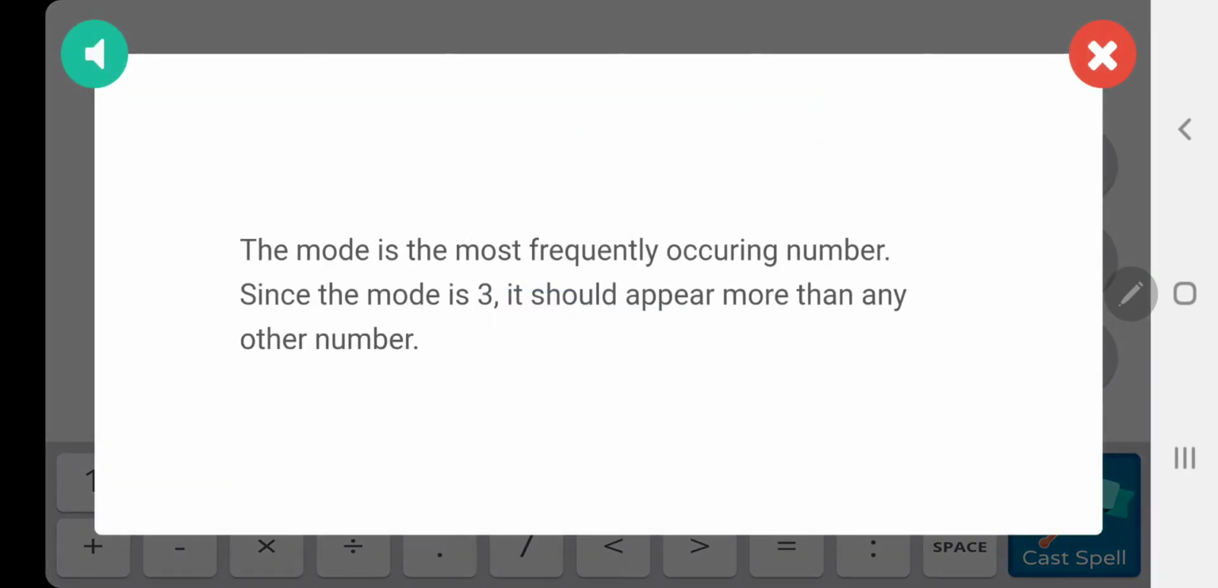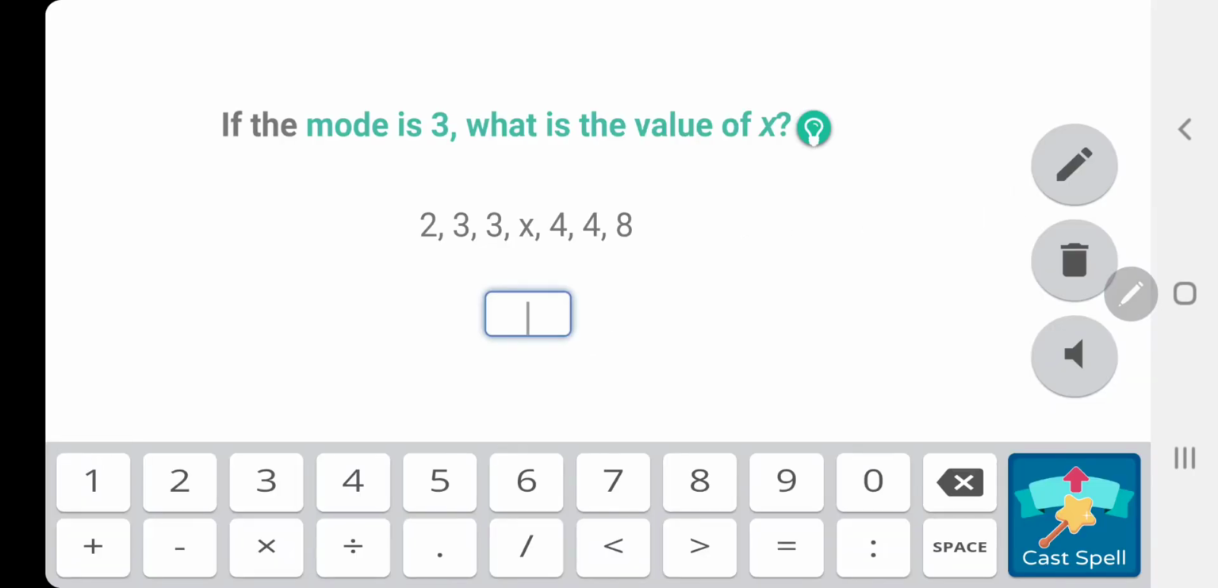So right now, I'm just gonna see right here. The mode is the most frequently occurring number. So the mode is 3, it is occurring more than any other number.